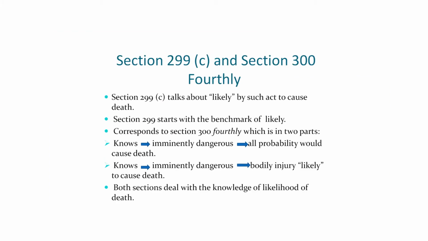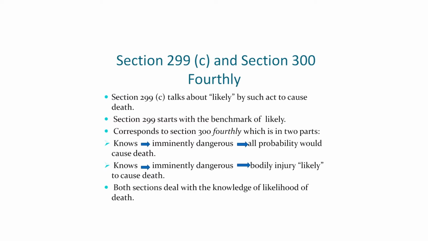Now we come to the last part of 300, and that is 304thly, which corresponds to section 299C, and let's see how we correspond the two sections. Now 299C says, or with the knowledge that it is likely by such act to cause death. 299C starts with the benchmark of likelihood. Now 304thly says that the offender knew that the act was so eminently dangerous that in all probability it would cause death, or a bodily injury which was likely to cause death. So the benchmark is likelihood in both the sections.